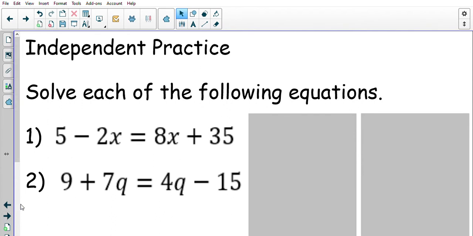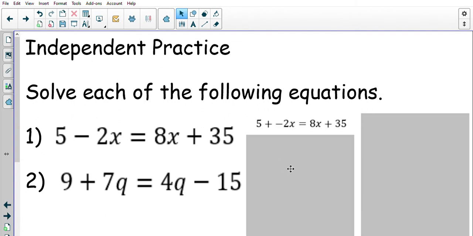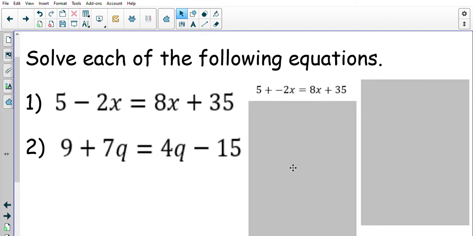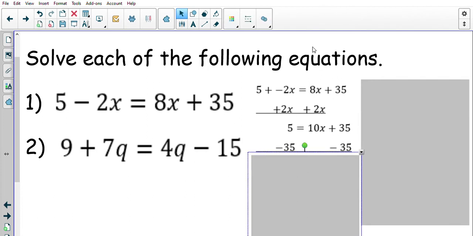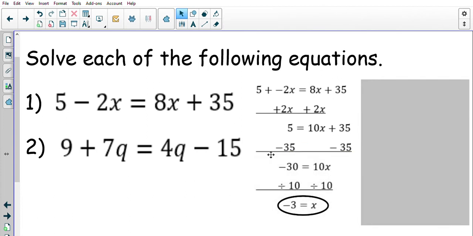All right, I hope you've taken a look at both of these questions. Number 1, let's add the opposite first. Negative 2x is smaller, so let's add 2x to both sides to get 5 equals 10x plus 35. Subtract 35 from both sides. That is going to get us negative 30 equals 10x. Divide both sides by 10 to get x equals negative 3.